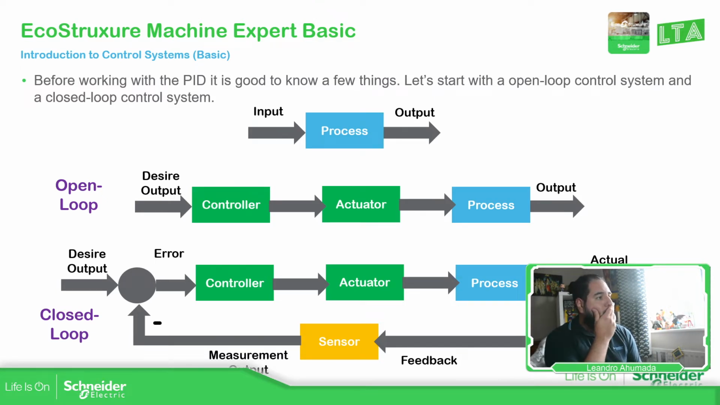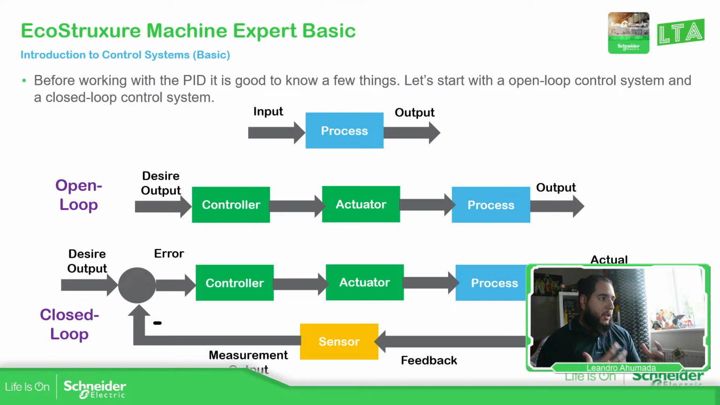But if you want, for example, more precise control, you can use a sensor to measure the variable that you want for the process, in order to compare that value with the desired output. That's going to be your set point.